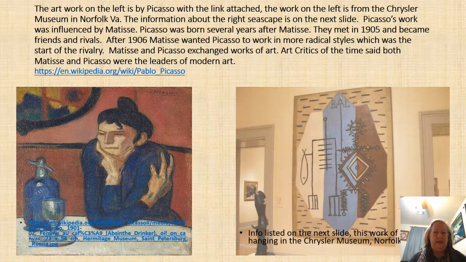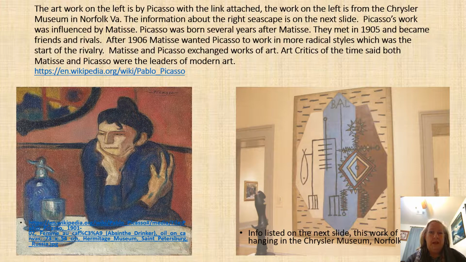This slide 7 shows two pieces of Picasso's work. Picasso was an influence on Matisse. They met. He was about 20 years younger than Matisse, but he still influenced Matisse, and Matisse influenced him. These are two pieces of work that Picasso did.